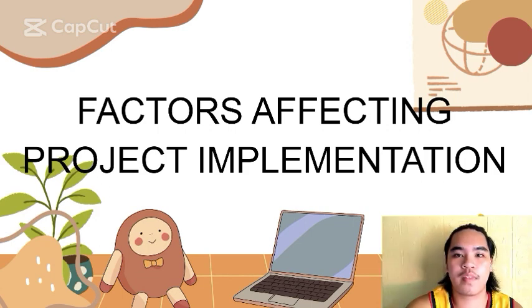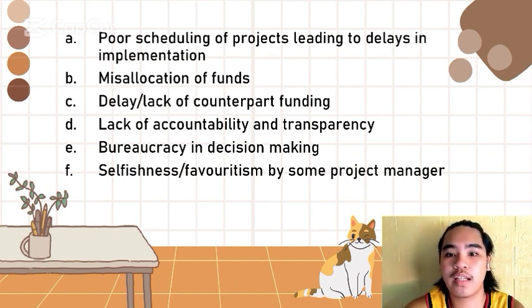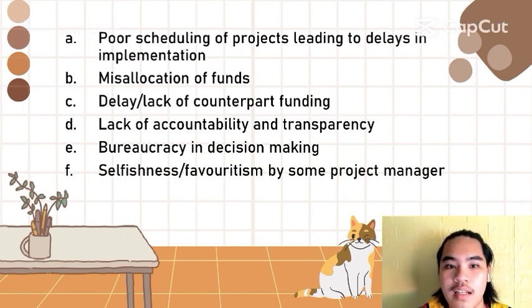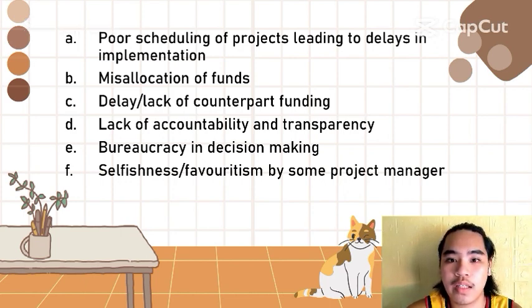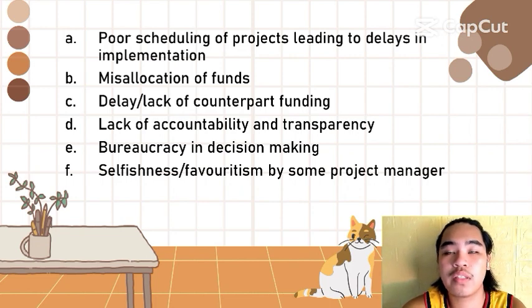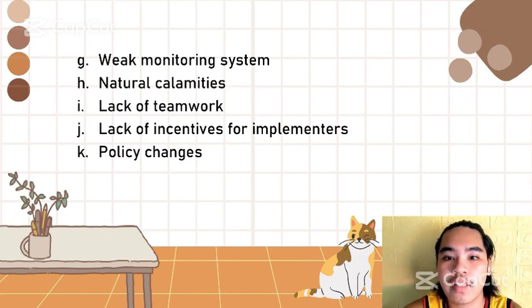implementation problems. And these are poor scheduling of projects leading to delays in implementation, misallocation of funds, delay or lack of counterpart funding, lack of accountability and transparency, inaccuracy in decision making, selfishness or favoritism by some project managers, weak monitoring systems, natural calamities, lack of teamwork, lack of incentives for implementers, and policy changes.